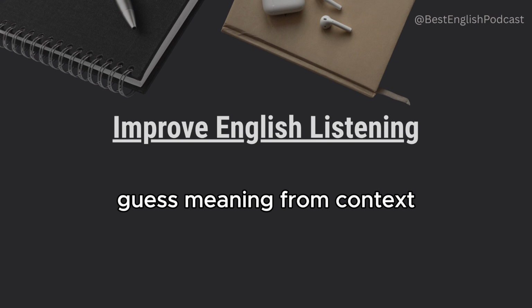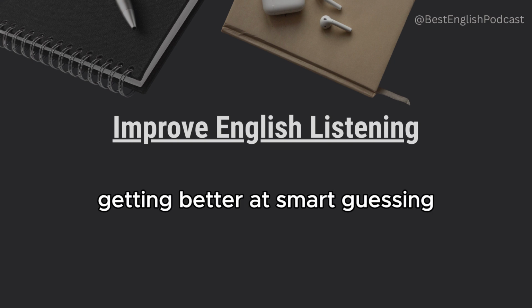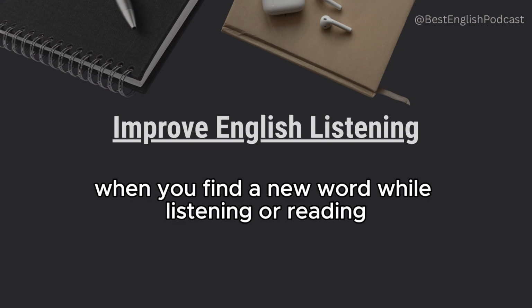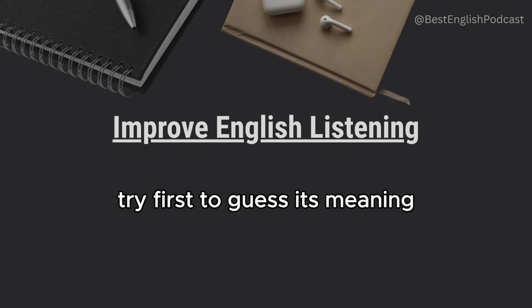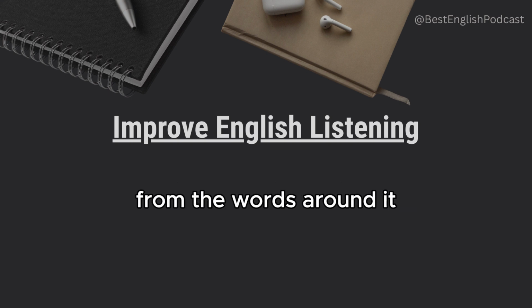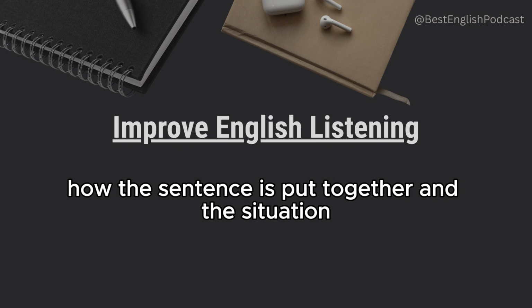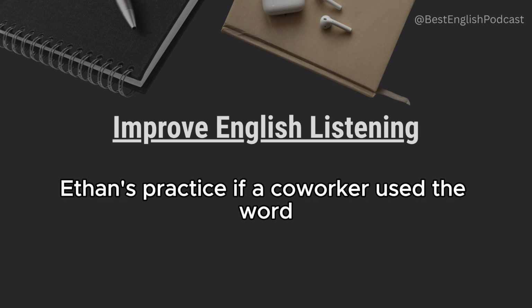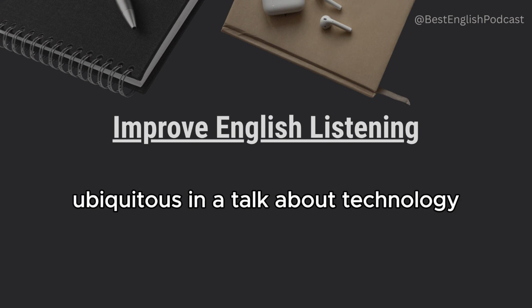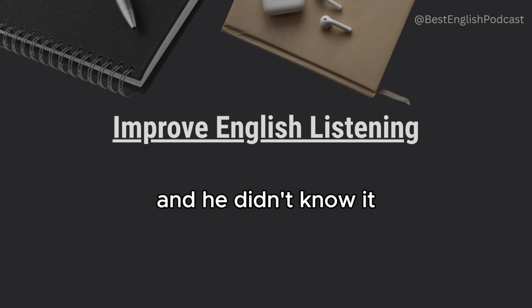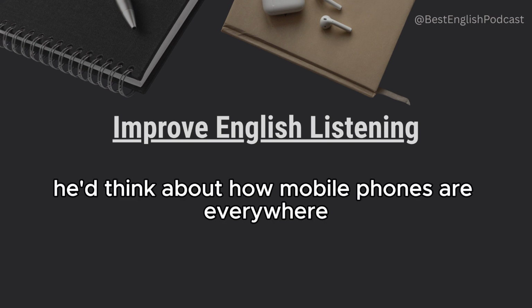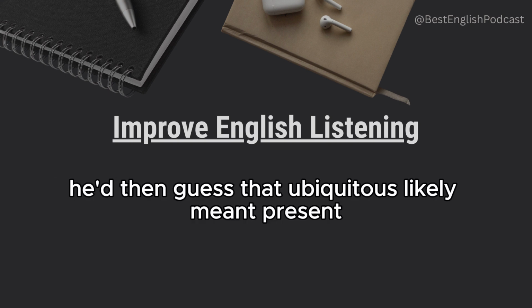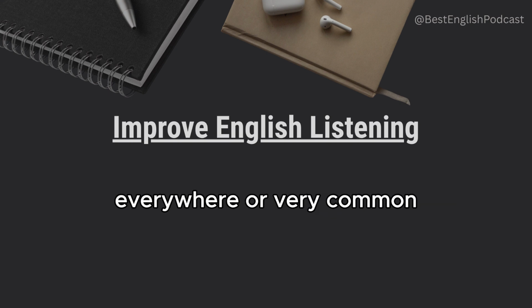Guess meaning from context, getting better at smart guessing. When you find a new word while listening or reading, try first to guess its meaning from the words around it, how the sentence is put together, and the situation. Don't stop right away to look it up. Ethan's practice. If a coworker used the word ubiquitous in a talk about technology and he didn't know it, he'd think about how mobile phones are everywhere. He'd then guess that ubiquitous likely meant present everywhere or very common.